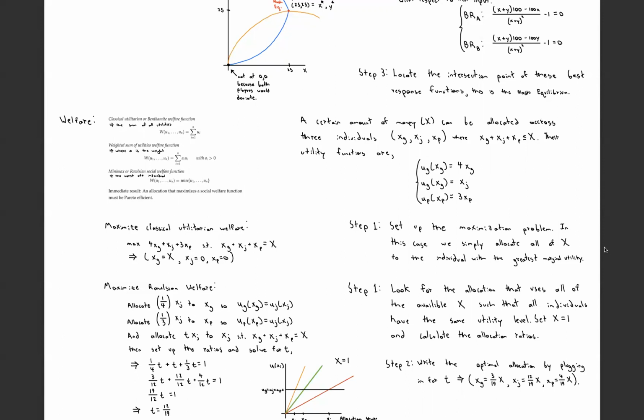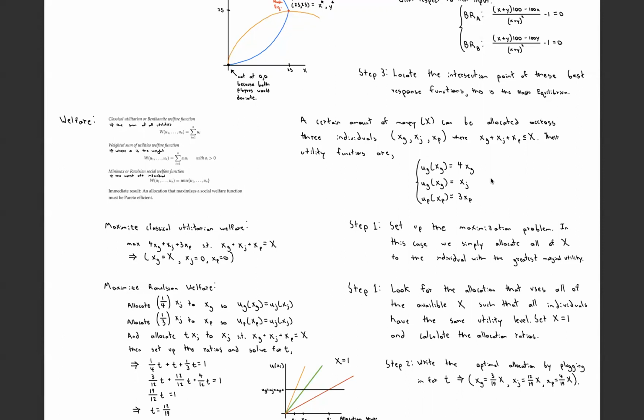But basically, we're going to be evaluating a certain amount of money X, which can be allocated across 3 individuals. So we've got individuals G, J, and P, such that the amount to each is going to be less than the total amount. So that's kind of the constraint there, which is relatively trivial. Their utility functions are going to be set up like this.